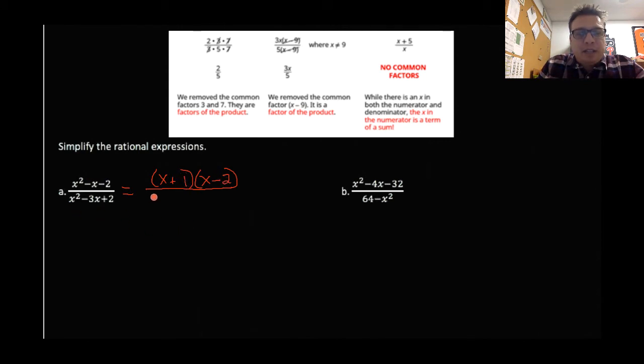Now let's take a look at the denominator. Go through and set up our parentheses. First term in each is going to be x. Now I need factors of 2 that add to give me 3.